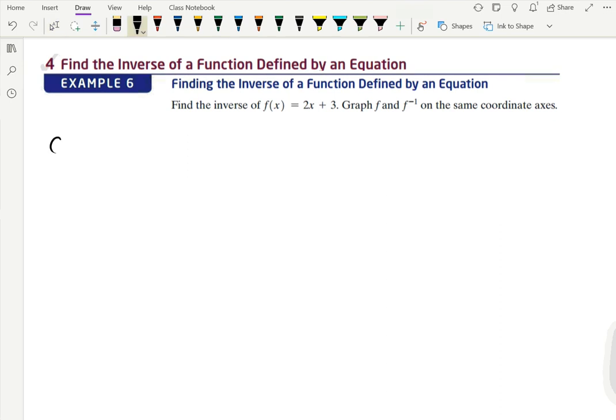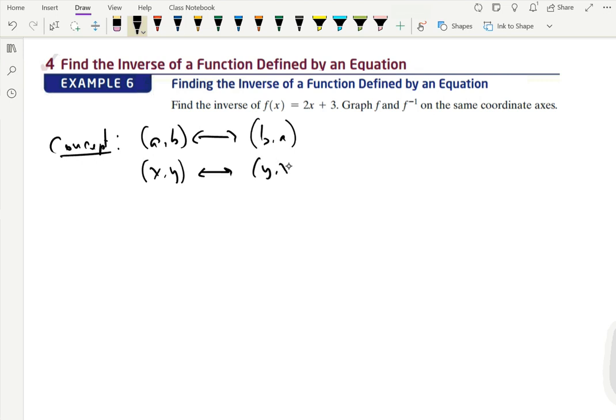So the concept is that if (a, b) is on the function, then (b, a) is on the inverse of the function. Or if (x, y) is on the function, then (y, x) has to be on the inverse of the function. So somehow we want to be able to reverse those. So let me go ahead and list the steps to find the inverse.